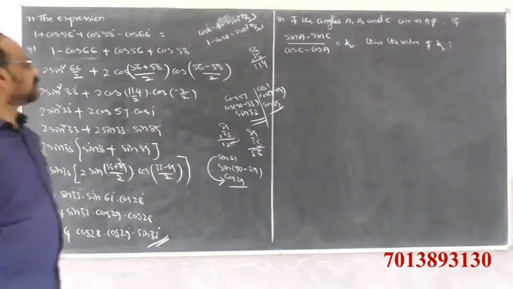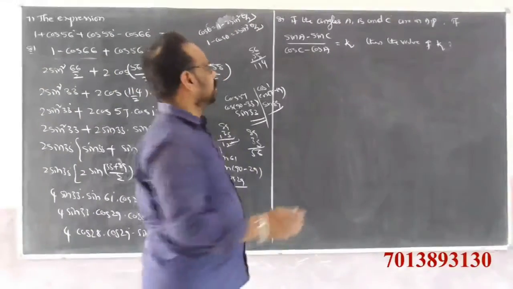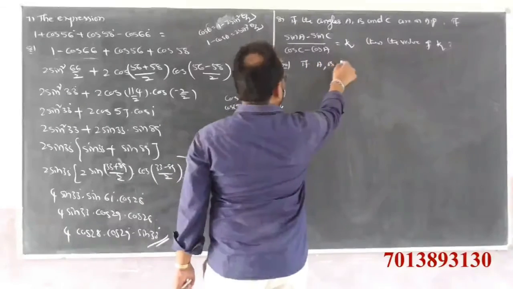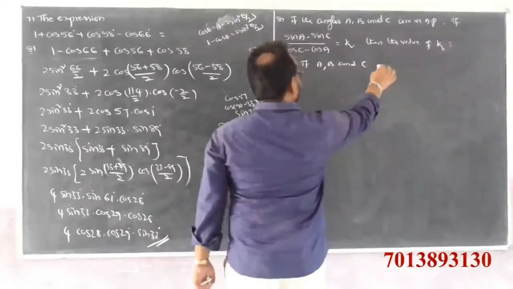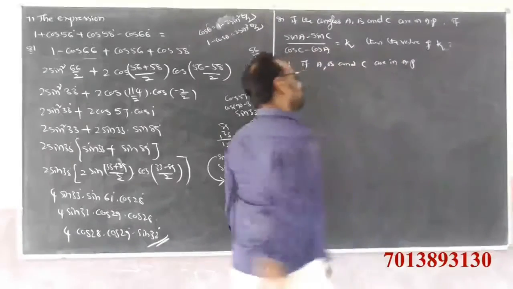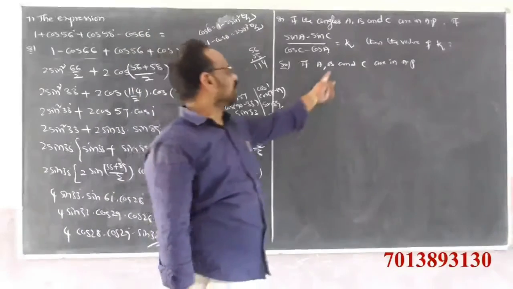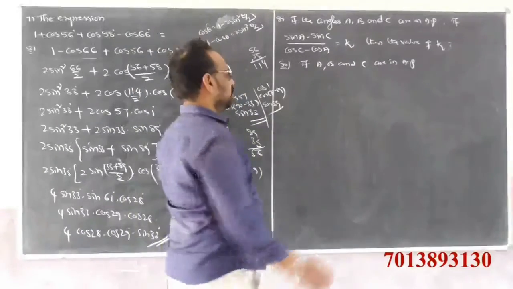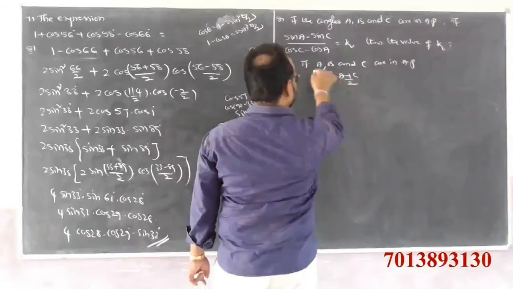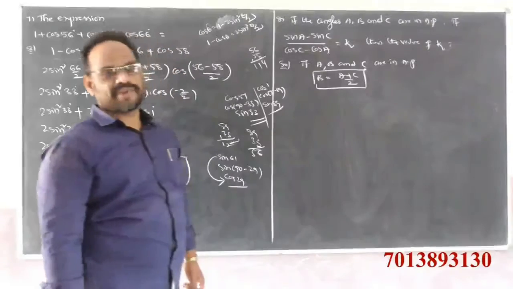Next one. If the angles A, B, C are in arithmetic progression, solution. If A, B, and C are in AP, we know that 2B is equal to A plus C, so B is equal to (A plus C) by 2.